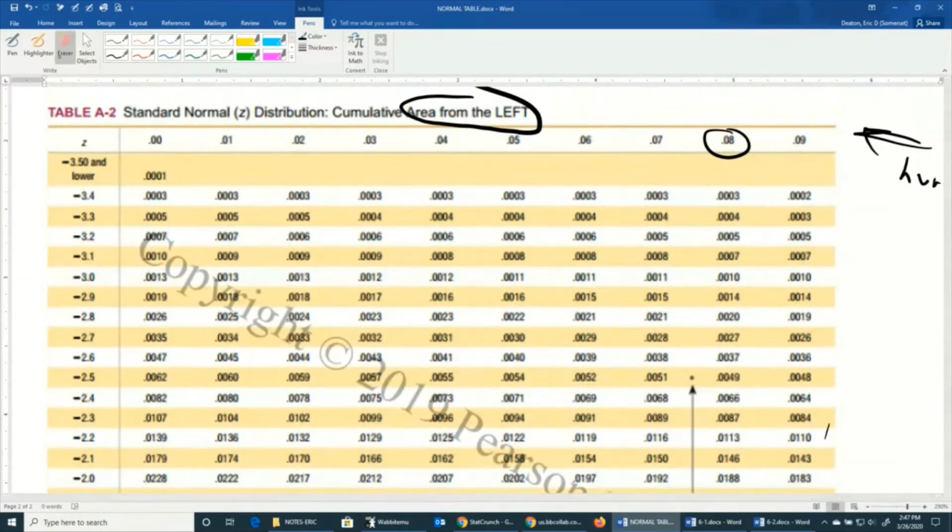So 0.0901. I can change the color of my highlighter. It's right there, and that comes from negative 2.3. Oh, that's not the right one. That's 0.0091. I want 0.0901. So let's keep on looking.